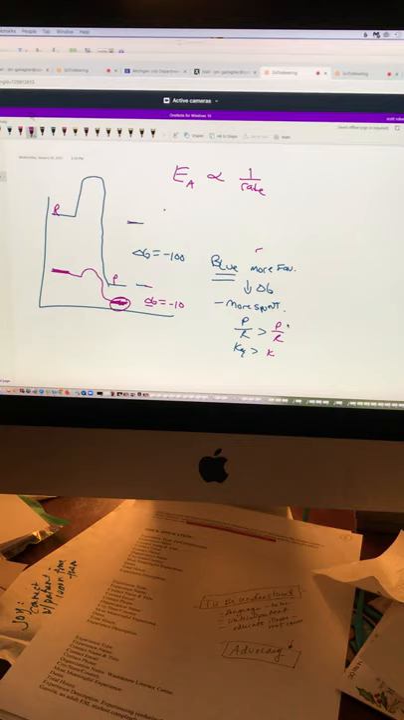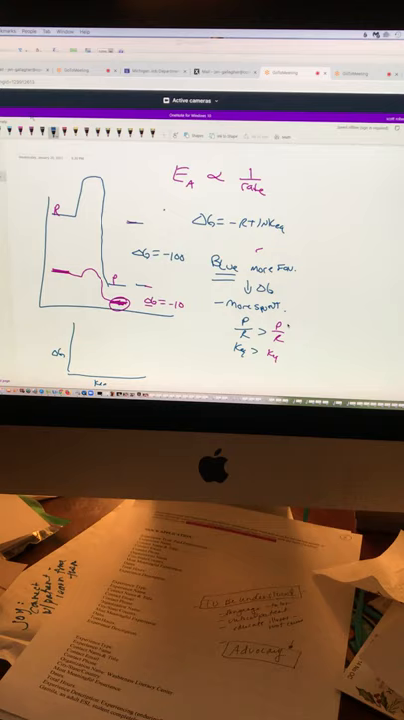Now, if all that's true, which it really is, then what's the relationship between delta G and KEQ? Is there one? Yes. Minus RT natural log of KEQ is correct, but I'm asking, is it direct, indirect? What's the relationship? Positive or negative slope if I'm plotting delta G and KEQ?